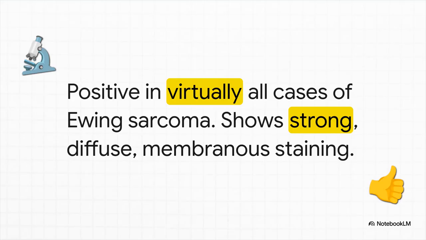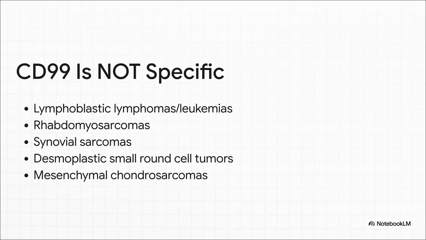When you hear Ewing sarcoma, your brain should immediately think CD99. It's the classic stain. And you're looking for this beautiful, strong, diffuse staining that just lights up the cell membrane. When you see that pattern, it's a major clue. But, and this is a really big but, CD99 is not specific at all.